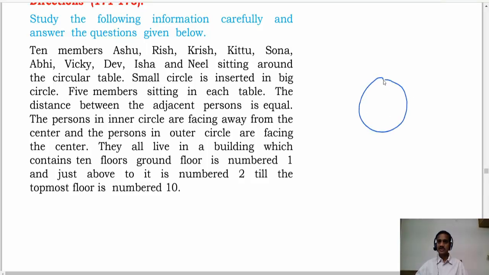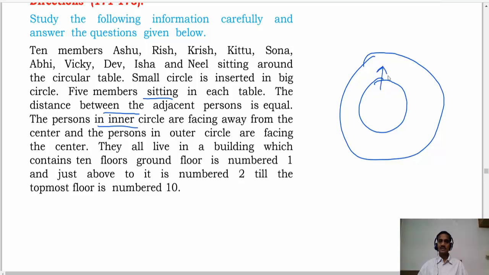ఇంతకు ముందు మనం చేసాం చూసారా triangle to triangle. Now here circle to circle. And 5 persons small circle, 5 members in each table. The distance between adjacent persons is equal. The persons in another circle are away from the center. Now these persons are away from the center. Okay? And the persons in the outer circle are facing towards the center. Now each these persons are facing towards each other. Each one of these facing almost similar to the previous one. And they all live in a building which contains 10 floors. Ground floor. ఇంతకు ముందు మనం numbers 12 తీసుకున్నాం ఇక్కడేమో 10 numbers. That's the only difference.